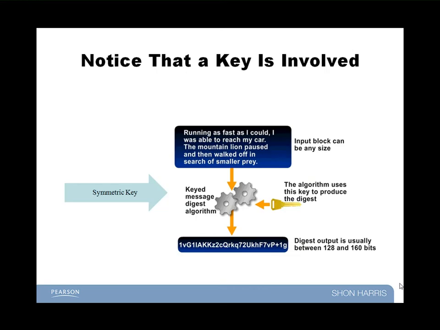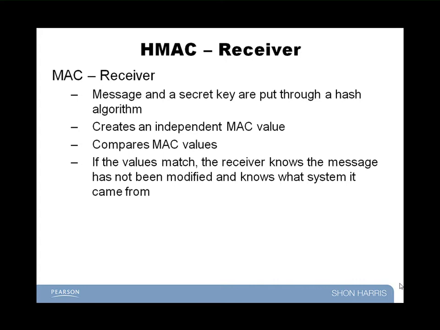So again, I'm going to put in a block of message. I'm going to write you a message. You see that the algorithm is going to use the key also, and the result is going to be a MAC value, because we have a symmetric key involved. So this is what I went through, what you're going to do. The message is going to go through the same hashing algorithm I created. You're going to come up with your own independent MAC and compare those.